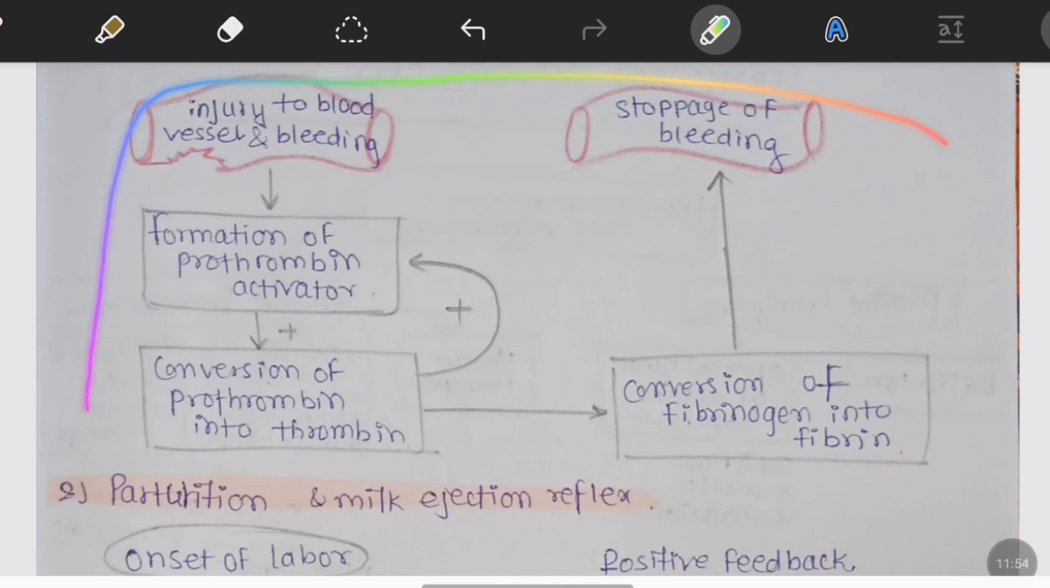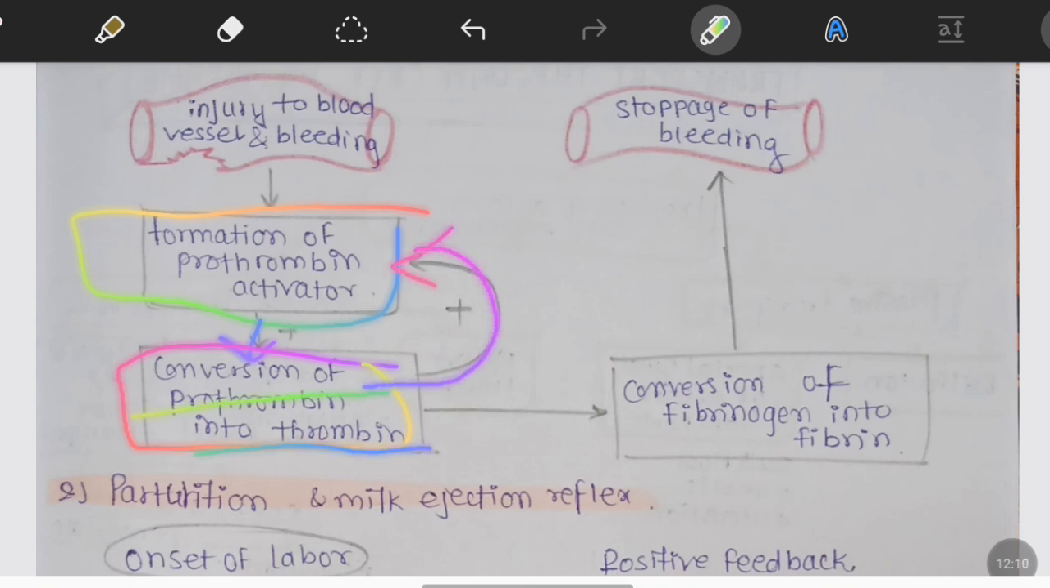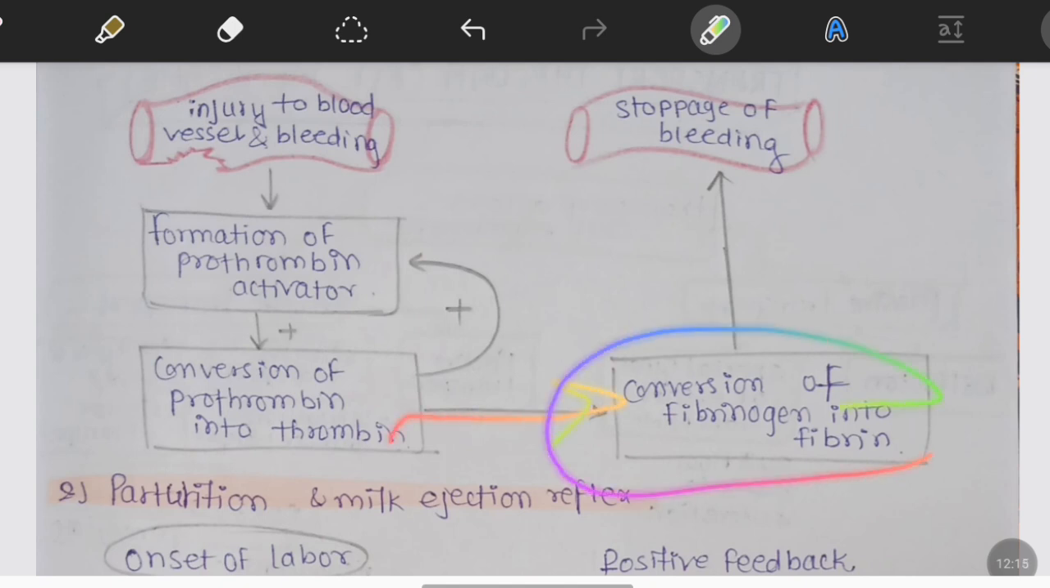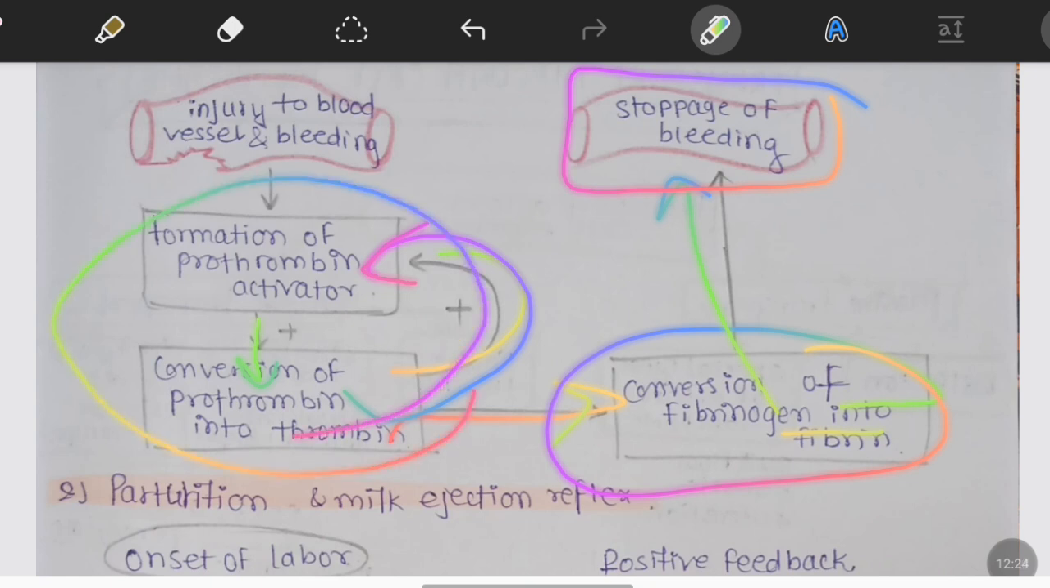Here is the flow chart for this. Here is an injury to blood vessels, and bleeding occurs. Then prothrombin activator is formed, which accelerates the conversion of prothrombin into thrombin, and thrombin indirectly activates the prothrombin activator, and then fibrinogen is converted into fibrin, and that leads to stoppage of the bleeding. Here this process is accelerating itself. This is an example of the positive feedback mechanism.